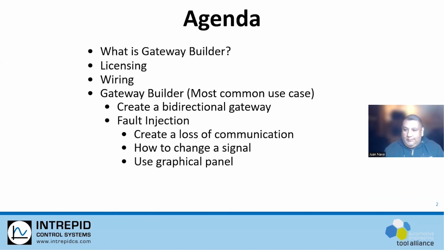We're going to be covering what the Gateway Builder is, and we're going to be talking a little bit about licensing. That's not very long. We'll be talking about wiring, and it's just because of what I've seen, I want to make sure that this part is fairly clear. We're going to be covering Gateway Builder, of course, with the most common use case, which is a bidirectional gateway. We're going to be talking about how to inject faults. Some of the fault injections we're going to be covering are how to create a loss of communication, how to change a value as it's en route, and then how to link all this together using a graphical panel.